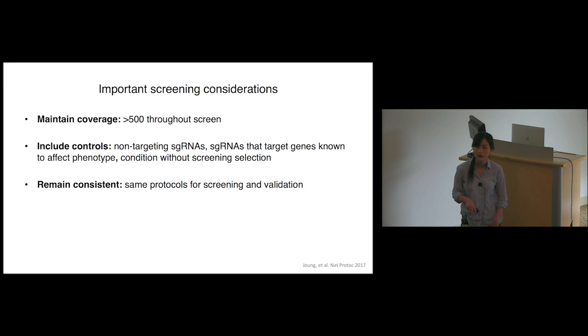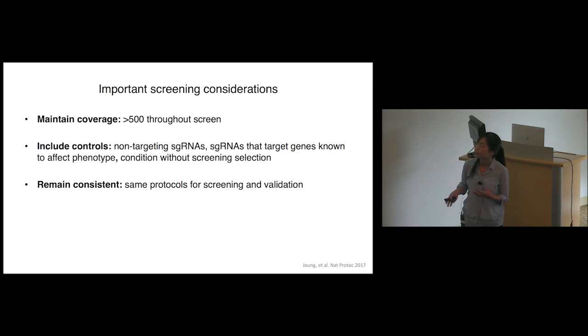All right, so lastly, I'd like to go over, again, what the most important screening considerations are. During the screen, like I mentioned many times, we need to maintain coverage at greater than 500 cells per guide RNA throughout the screen. Another very important thing is to include all of the necessary controls. This includes the non-targeting guide RNAs in the library and sgRNAs that target genes that are known to affect your phenotype. These type of sgRNAs, if you know what the genes are that are affecting your phenotype, are very helpful in setting your screening parameters.